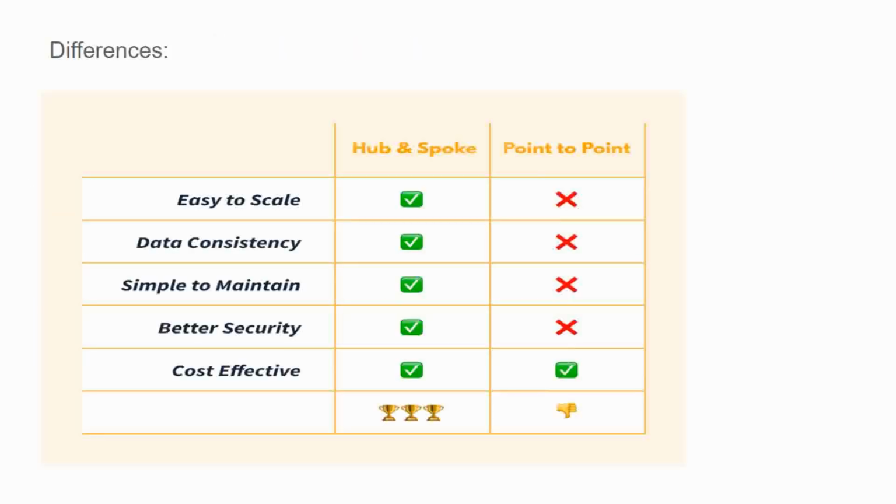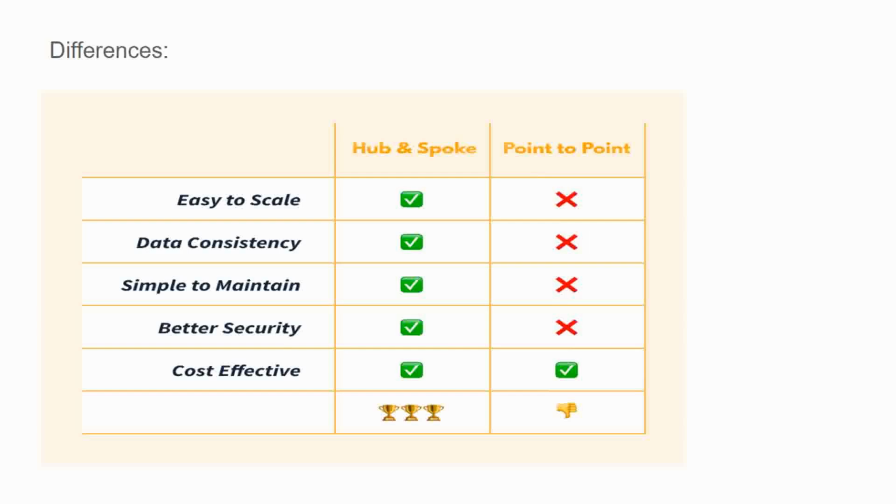Let's first see the difference between those two. Majorly, we have to think about hub and spoke instead of point-to-point integration. It is easy to scale, because the hub remains the same and the spokes become the connections. For example, if tomorrow Slack comes into the picture, we can add Slack as a connection. That's all. There is no requirement of connecting between systems like Salesforce to SAP, SAP to Microsoft Teams, or Microsoft Teams to Slack. Data consistency will also be there.